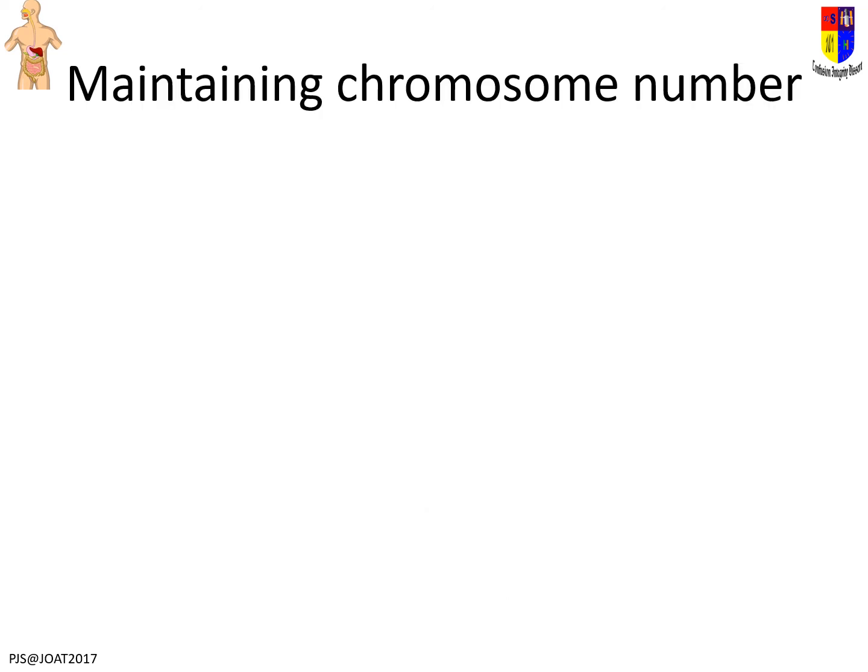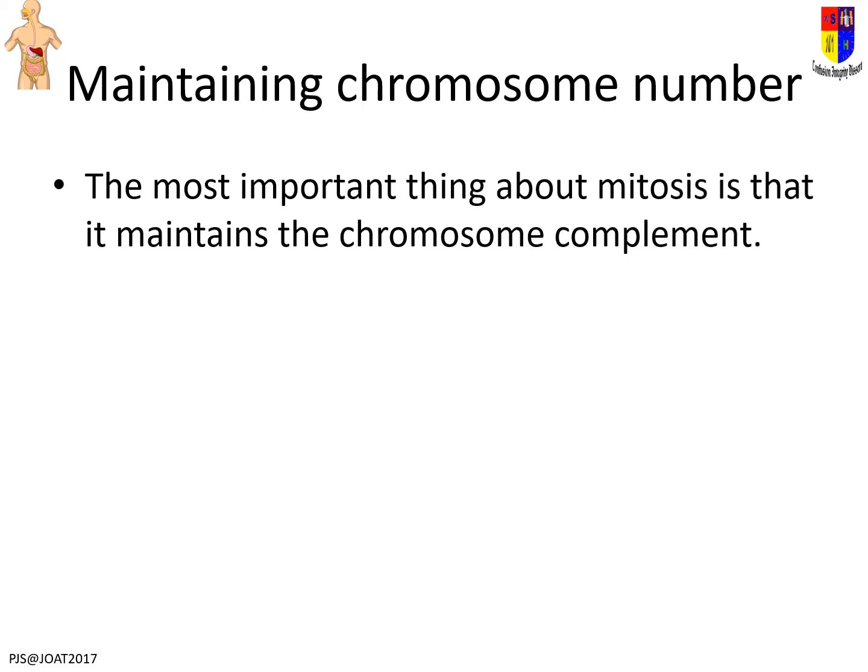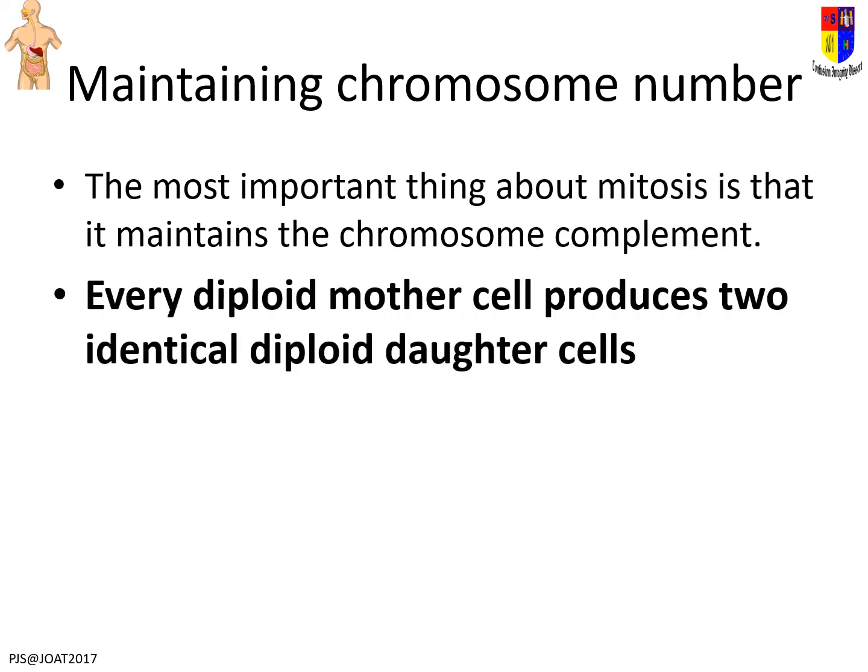So the most important thing here is that we maintain something called the chromosome complement. What that means is that the diploid mother cell produces 2 identical diploid daughter cells. So you start off with 2 sets and you end up with 2 sets, no matter what. So if you started off with, say, 46 chromosomes, then it divided, you would end up with 46 chromosomes. It doesn't matter if it's 1 division or 10 divisions. If they ask you how many chromosomes you have in the daughter cells, it's always going to be the same as the mother cell. It's not doubling every time, and the only time that it would halve is if you were going to a sex cell.